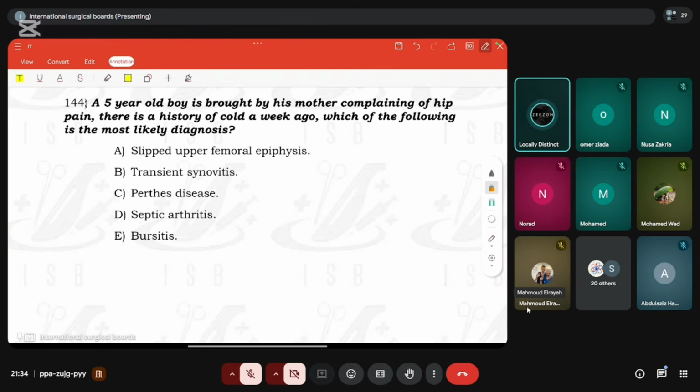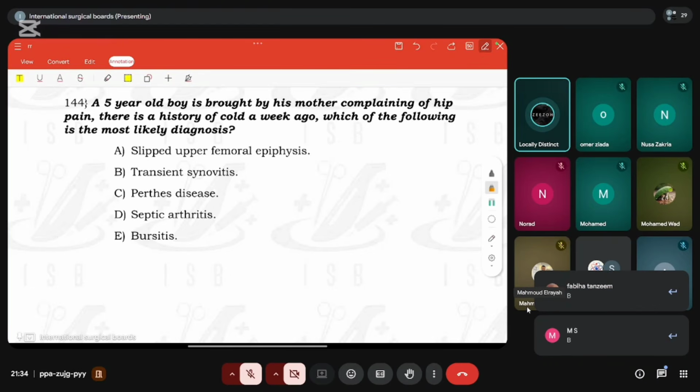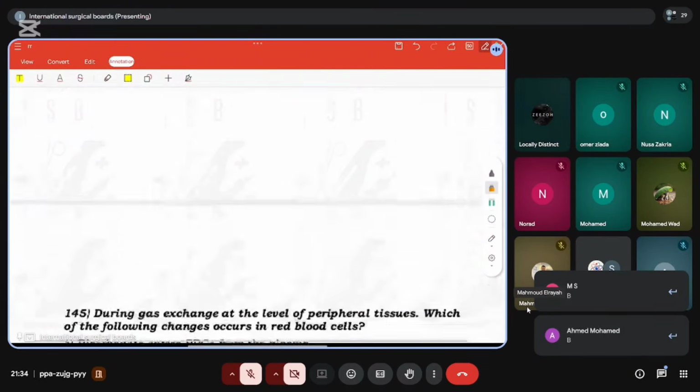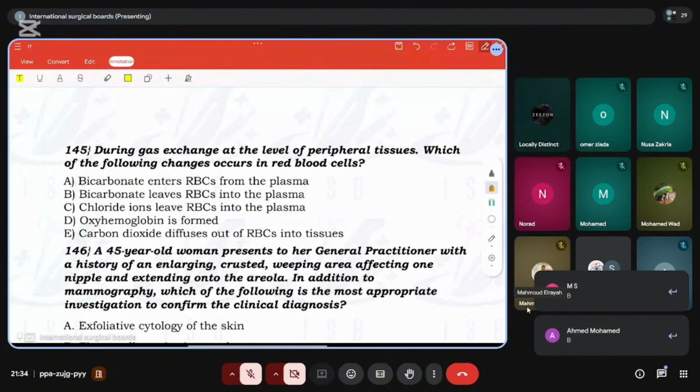A 5-year-old is brought by his mother, complaining of hip pain. There's a history of cold a week ago. Which of the following is the most likely diagnosis? Transient synovitis. Yep, we've been through that question in the past. It's simple. Let's move to the next one.